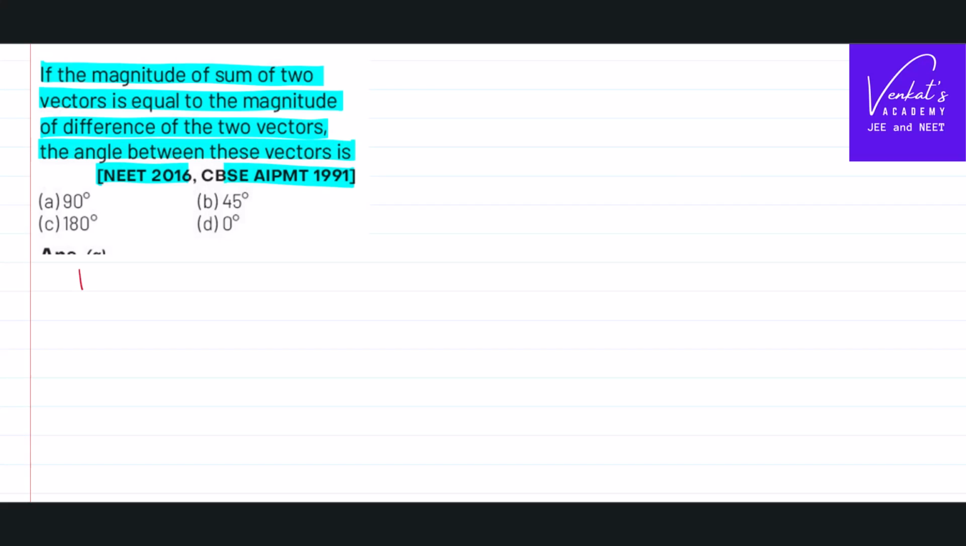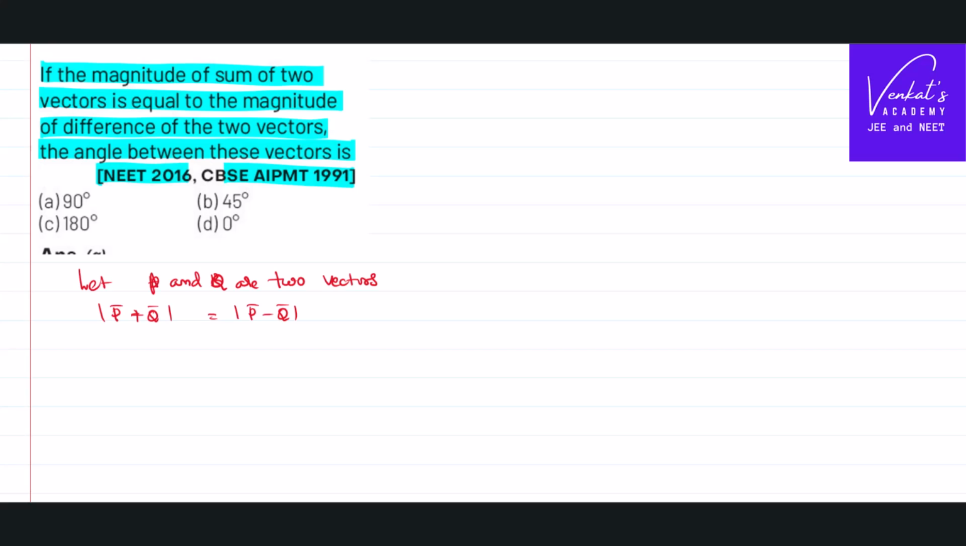So let us consider P and Q are two vectors. What is being said is that the magnitude of the sum of the two vectors, P bar plus Q bar, is the magnitude of the difference between the vectors, that is P bar minus Q bar. Then what is the angle between the two vectors, right?